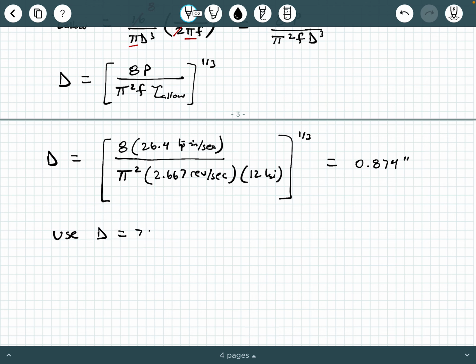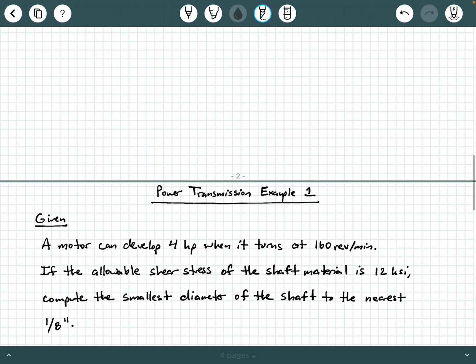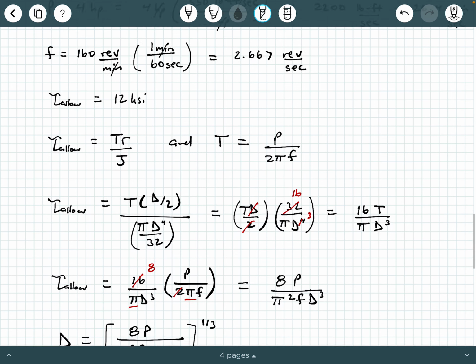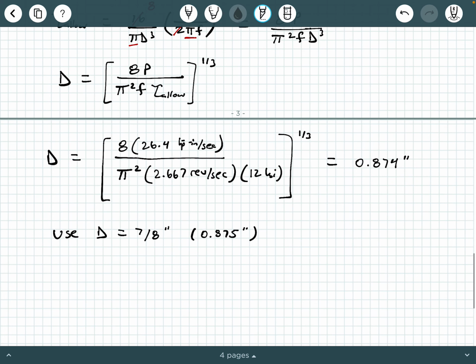So what I can do is, because that's 0.874, I'm going to say use a diameter of 7/8 of an inch, which if you type 7/8 in your calculator, you'll find that that's 0.875 inches, okay? Now, why am I saying 7/8 of an inch? Well, again, the directions originally said, oops, scroll too far, said round it to the nearest 1/8 of an inch. And so what you're looking for is an answer that's based on an increment of 1/8. That's what those directions are referring to.